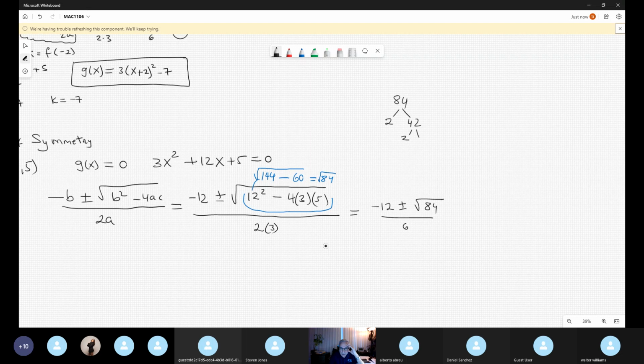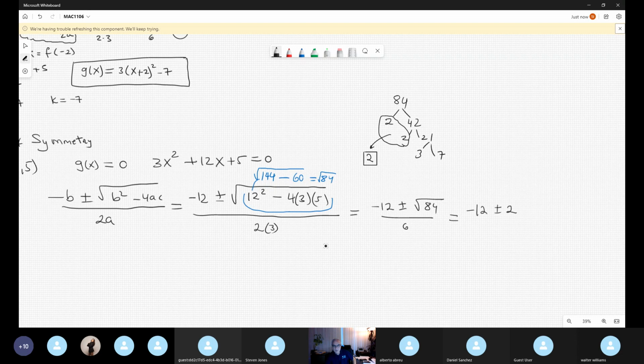84 divided by 2 is 42, and 42 divided by 2 is 21, and 21 is 3 times 7. This is the prime factorization of 84. I can detect a couple of 2s. A couple of 2s inside the radical is 1, 2 outside the radical. Therefore, so far one small simplification is minus 12 plus or minus 2.